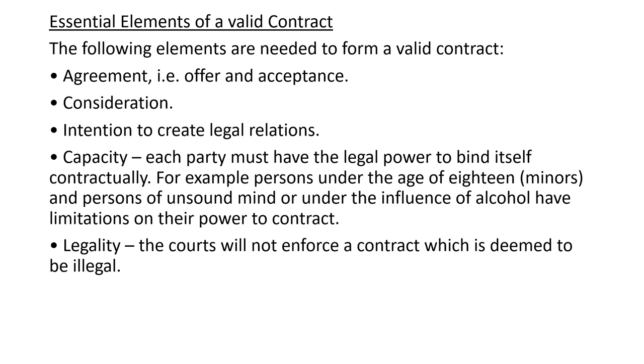Next is legality. Only those contracts are valid that are legal. Illegal contracts are never valid. What are illegal contracts? For example, if you make a contract to kill someone, to murder someone, or to kidnap someone, that is an illegal contract, and that does not follow the principle of legality. Therefore, according to the elements of a valid contract, that contract will not be a valid contract.